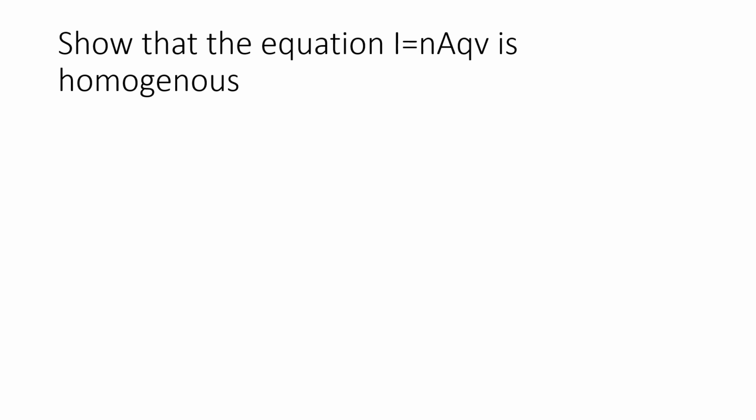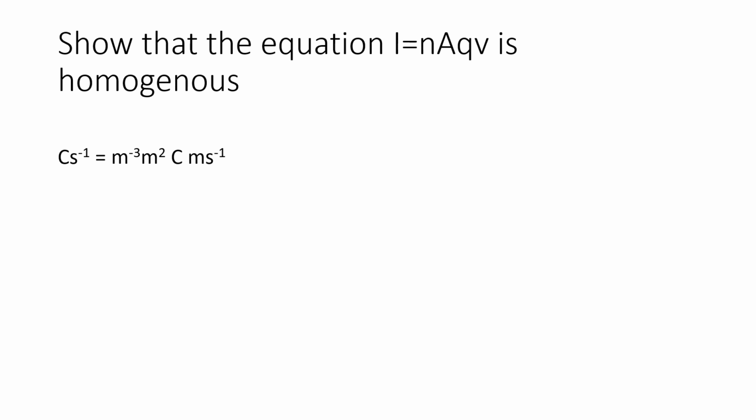Show that the equation I equals nAqv is homogeneous. What does that mean? We're asked to show that the equation works in terms of the units on each side. So the way to do this is to just note down the units that you've got for each term, and rather than writing A for amps for current, we'll write that as coulombs per second on the left hand side.